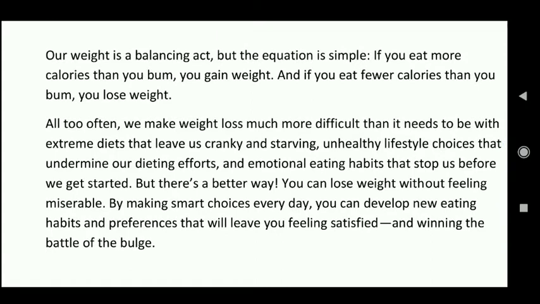So you can just start reading. Our weight is a balancing act, but the equation is simple. If you eat more calories than you burn, you gain weight. And if you eat fewer calories than you burn, you lose weight. Okay, so that's also meaningfully correct with the word.